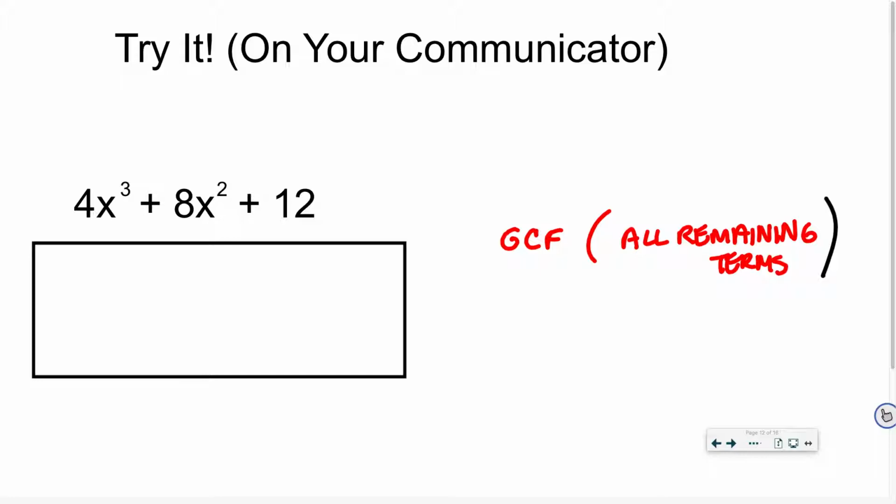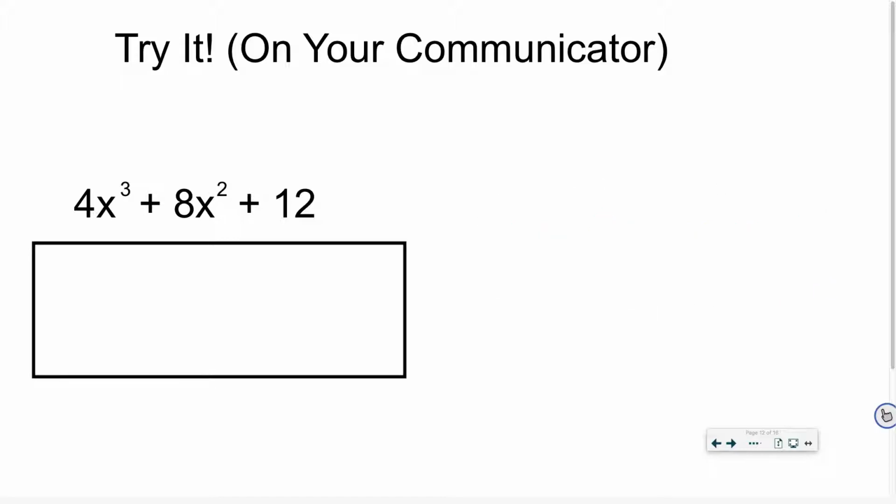Think about how it's laid out. If you distributed that greatest common factor to the whole thing, you end up with that. So how would it look? How would that polynomial look? You have a couple of options here. You could break out every term.